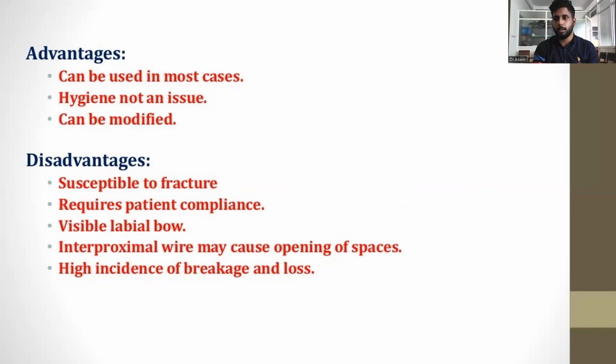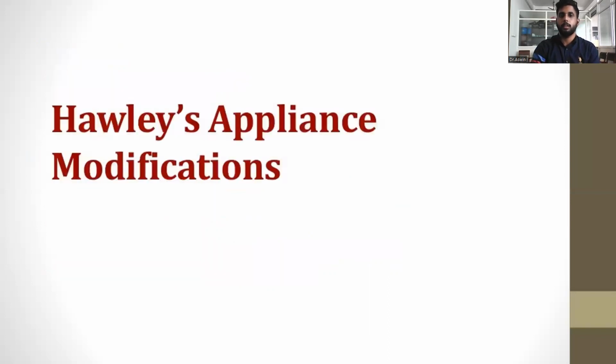So in case of all four premolar extractions, if we have retracted and finished the case, we are not supposed to give a Hawley retainer. The chances of space opening are high in a Hawley retainer. So in four extraction cases, we used to give Beck's retainer or wraparound retainers. So next is the Hawley appliance modification.